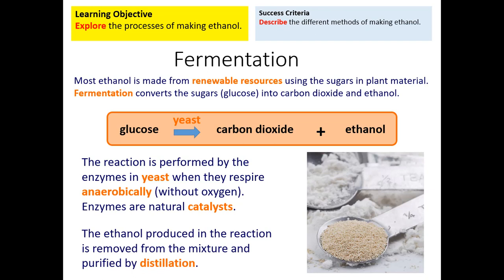Now, the problem with this is you've got to then use distillation to purify the ethanol. You can't just use it in the form that it's in. You've got to purify it by distillation, which requires a lot of energy. So there are environmental implications of that process.